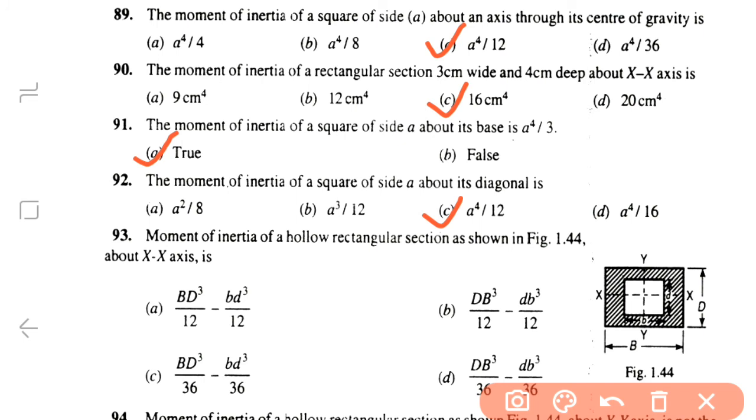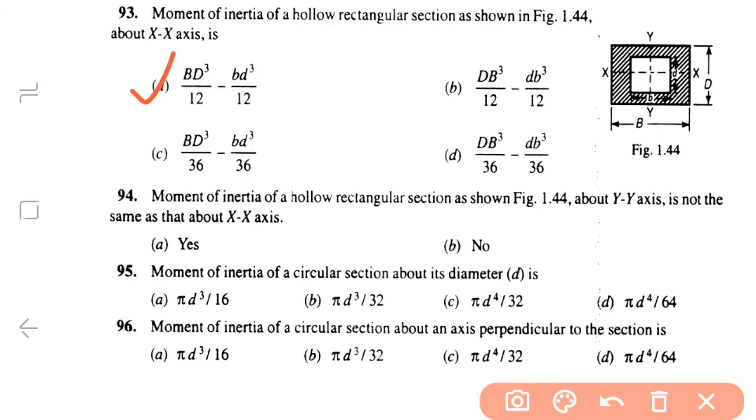Now, friends, next is moment of inertia of a hollow rectangular section as shown in figure about x axis is. Here, friends, this is the figure, and these are the options, and the correct answer for this question is option A, that is BD cube upon 12 minus small bd cube upon 12. Now next is question number 94. Moment of inertia of a hollow rectangular section as shown in figure, that is this figure, about y axis is not the same as that about x axis. Here option A, that is yes, it is true.